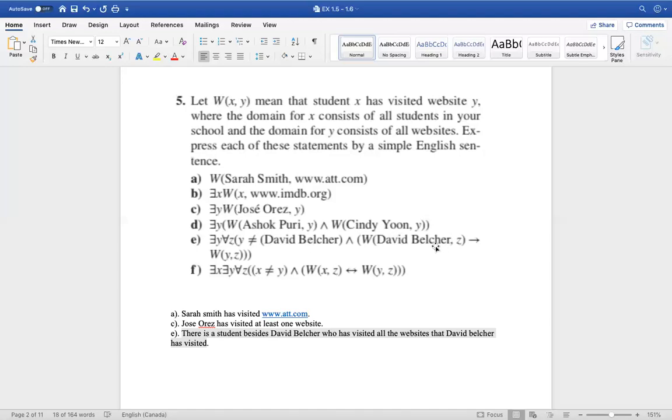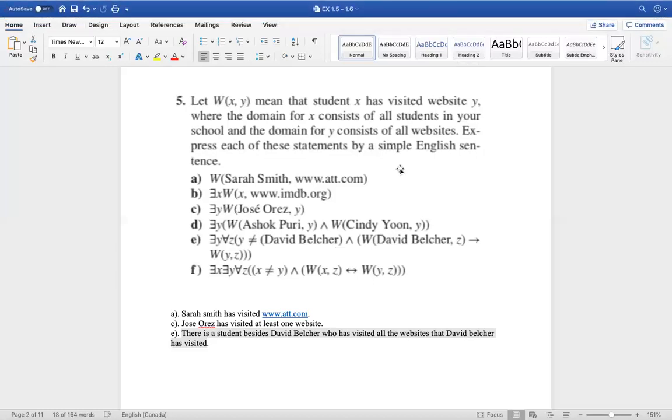Now, if you look into this statement, we have this Z over here. We're saying that this person is basically David Belcher, right? So we are basically saying that there is a person who is not this guy, but he has visited all the websites that this guy has visited. Okay, I understand. Thank you.